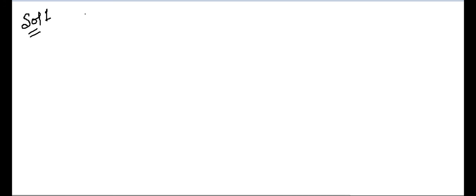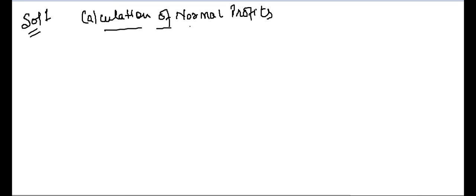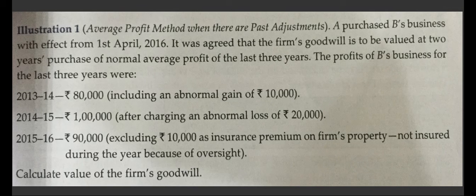First step is the calculation of normal profits. We are given profits for 3 years, 2013-14 to 2015-16. For 2013-14, it is given that the profits were 80,000 including an abnormal gain of rupees 10,000. Now for the normal profits, we will exclude this abnormal gain. So 80,000 minus 10,000. The normal profits will be 70,000 for the year 2013-14.